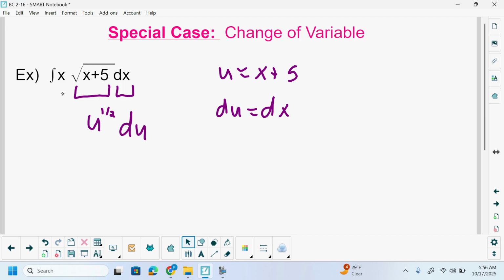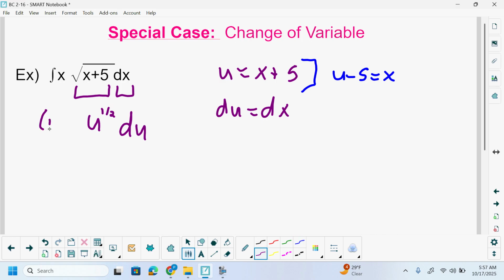So if you have a case where you've got an extra x, what you can do is go back up to where you defined u and use that to replace the remaining stuff in terms of u. Well, our remaining thing is x. So let's take this u equals x plus 5 and let's get x by itself. If we subtract the 5 over, that means u minus 5 is the same as x. So what we'll do now is we'll replace the x with u minus 5.